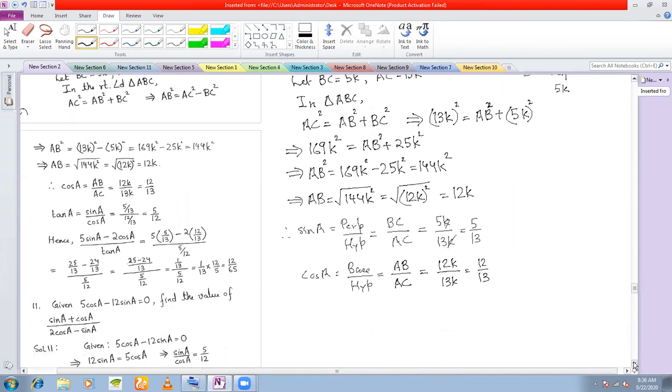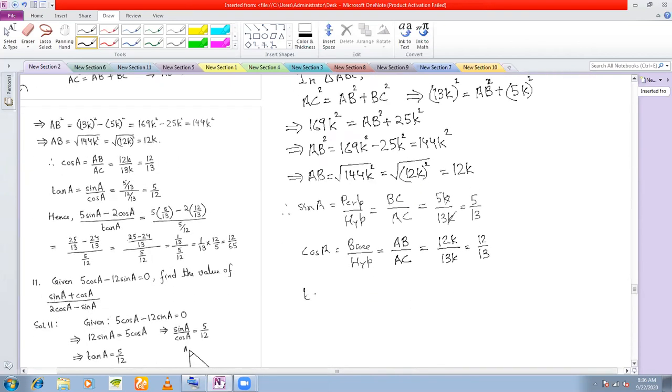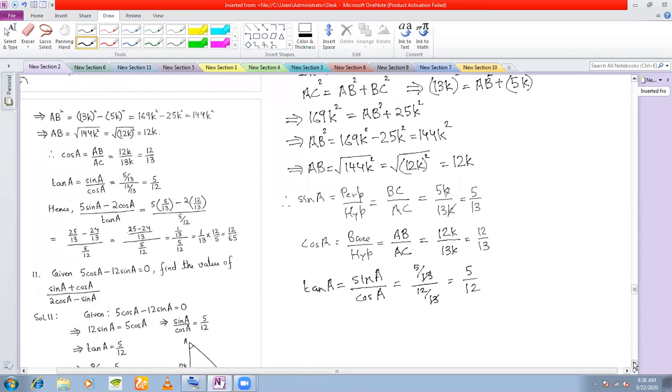And therefore, what is tan A? Tan A, you can either find from the diagram or from the ratio of sine A and cos A. Let us do it this way. Tan A is sine A by cos A. Sine A we have found 5 by 13 and cos A we have found 12 by 13. So this 13 cancels. You ultimately get only 5 by 12.